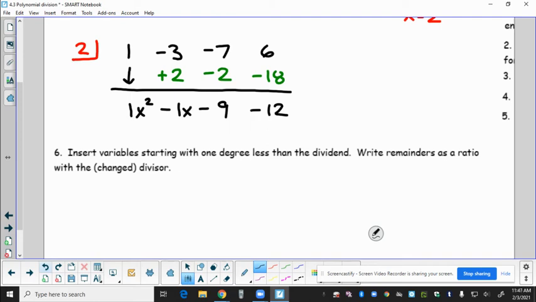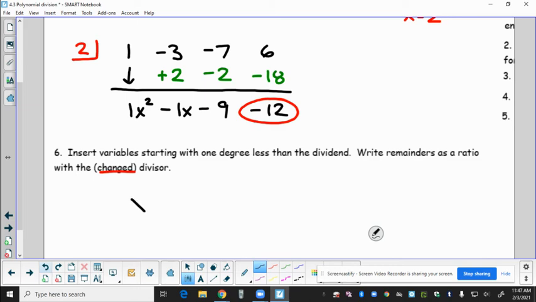Well, that's the remainder. So what I'm going to do is write this number as the remainder of this problem, as a ratio with the change divisor. Now, we did not have to change our divisor, but if you have to, you would write it with a change divisor. So here I go. I'm going to write the final answer.